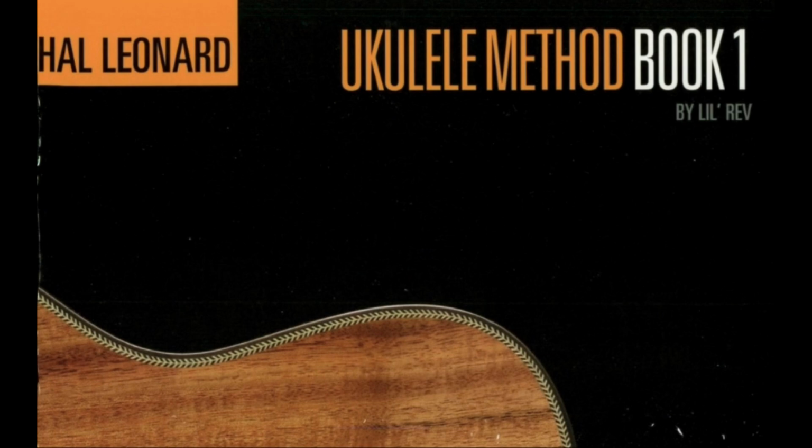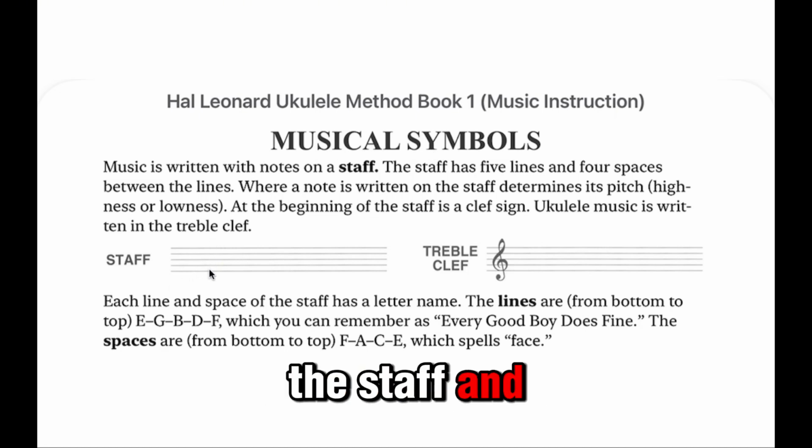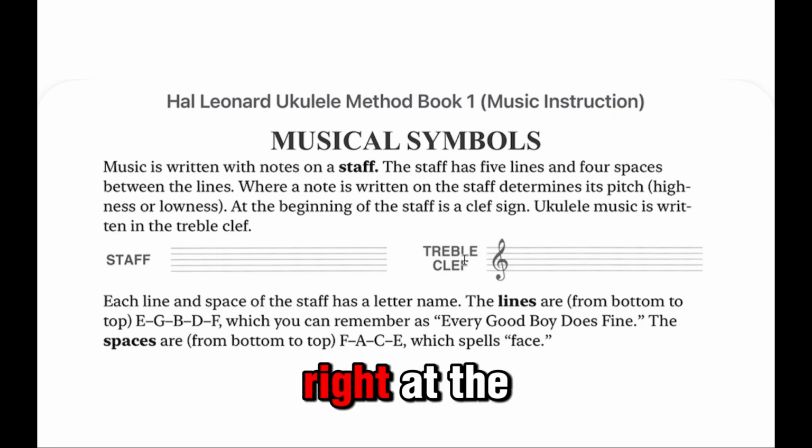You do need this. We're talking about the musical symbols. We are probably on page 5, 6, 7. Page numbers are different according to what book you have or what year you may have or what type of book. Let me see. We have the staff. So just look through your book and find the page that says musical symbols. We're talking about the staff and the treble clef. That should be right at the top of your book.